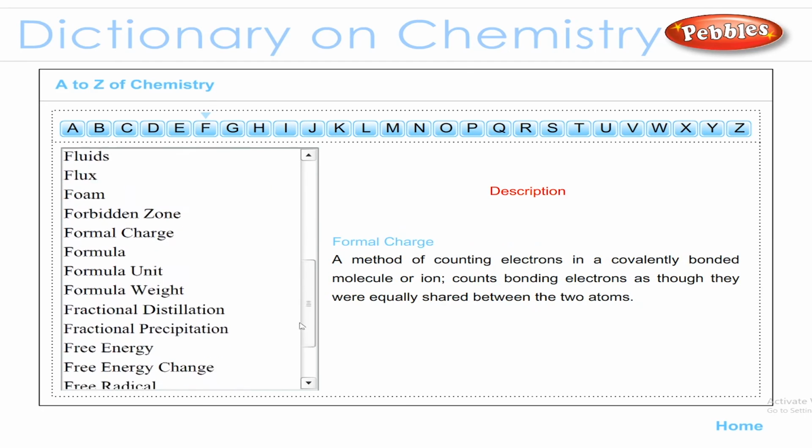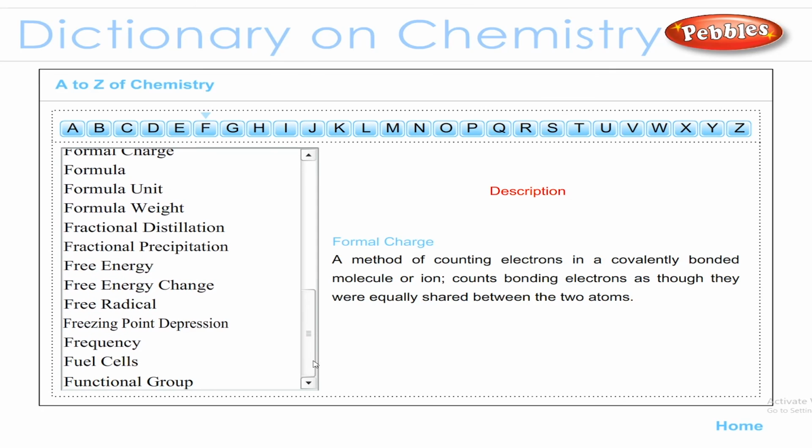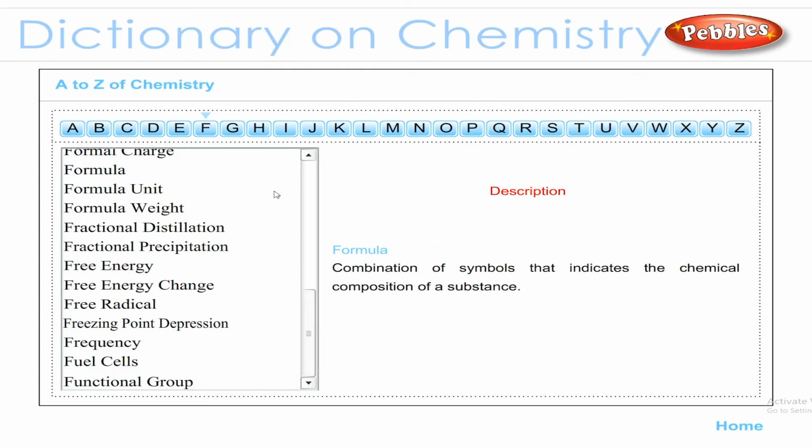Formal charge. A method of counting electrons in a covalently bonded molecule or ion. Counts bonding electrons as though they were equally shared between the two atoms. Formula. Combination of symbols that indicates the chemical composition of a substance. Formula unit. The smallest repeating unit of a substance, the molecule for non-ionic substances. Formula weight. The mass of one formula unit of a substance in atomic mass units.